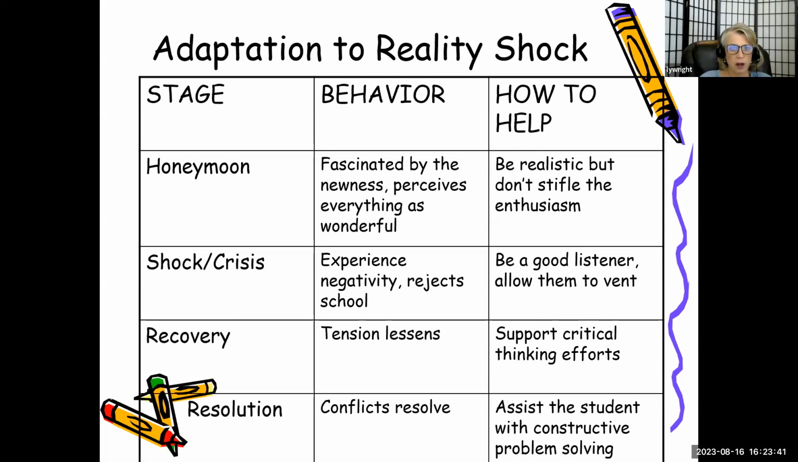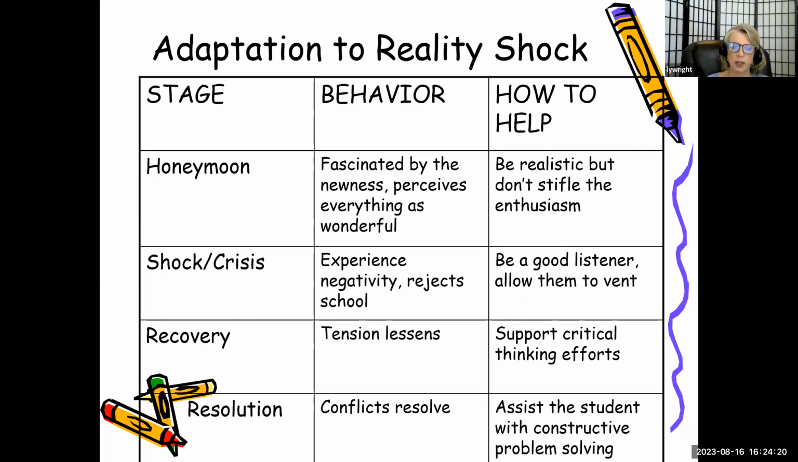Often we'll see, when they first come into the environment, there is a honeymoon. They're fascinated by the newness. They think everything is wonderful. What we can do to help with that stage is just be realistic, but don't stifle the enthusiasm. They say, oh, I went and saw this patient and they seem to take every suggestion I had. Don't say, oh yeah, well, not every patient's going to be like that, or sure, they said that, but they're not going to do it. We don't want to stifle that enthusiasm, but we want to be realistic.